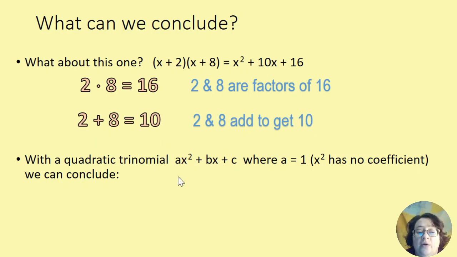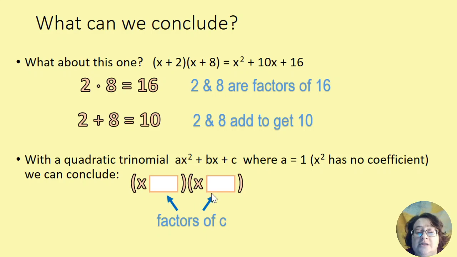So when we have a quadratic trinomial, ax squared plus bx plus c, where a equals 1, and that just means that right here beside x squared, you don't see a number there. 1x squared is the same as x squared, so we really don't write a coefficient. So when you don't see a number in front of x squared, this rule is going to apply. That in our factors, we're going to have two numbers that are factors of our last term, c, that will also add to get the middle coefficient, b.